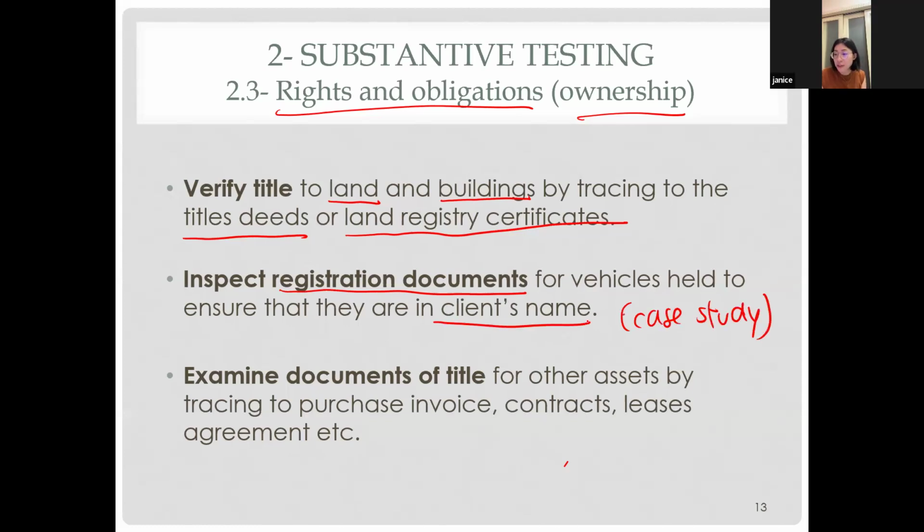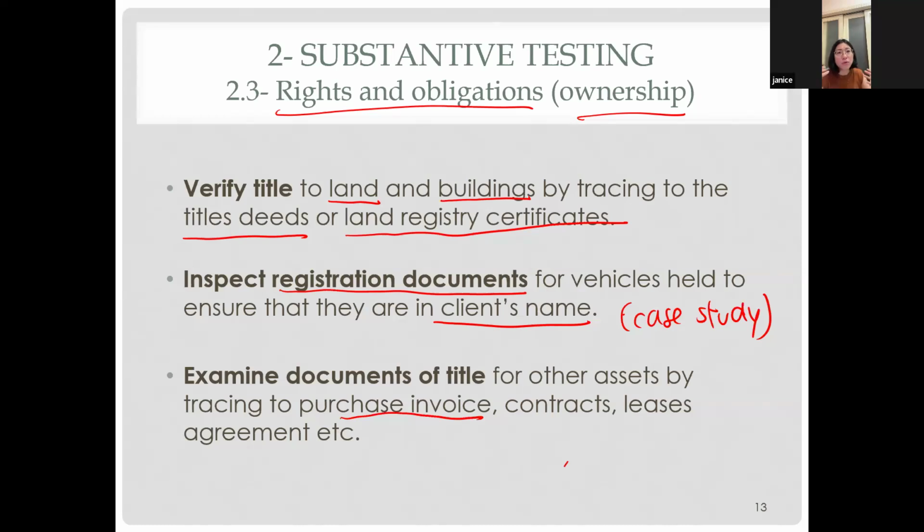And we look if it's under the client's name. For everything else, a computer, a machine, we can actually look at the invoice, right? If the invoice that we got is sent to FAU, it proves that the machine, the computer, all belongs to FAU with the invoice, right? It's a proof of purchase that it belongs to us.